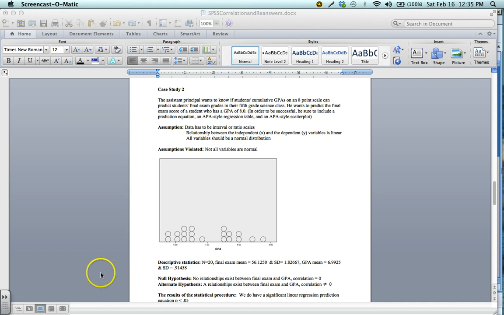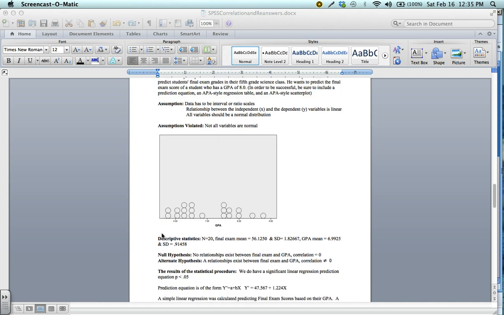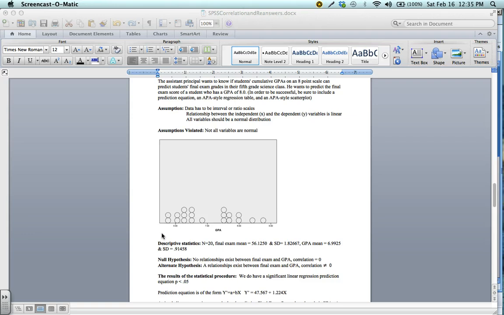So let's say, for instance, I have this problem here. I'm looking at this case study. It says that the assistant principal wants to know if students' cumulative GPA on an 8-point scale can predict a final exam grade if they're in their 5th grade science class. He wants to predict the final exam score of a student who has a GPA of an 8.0. In order to be successful, be sure to include a prediction equation, an APA-style regression table, and an APA-style scatter plot.